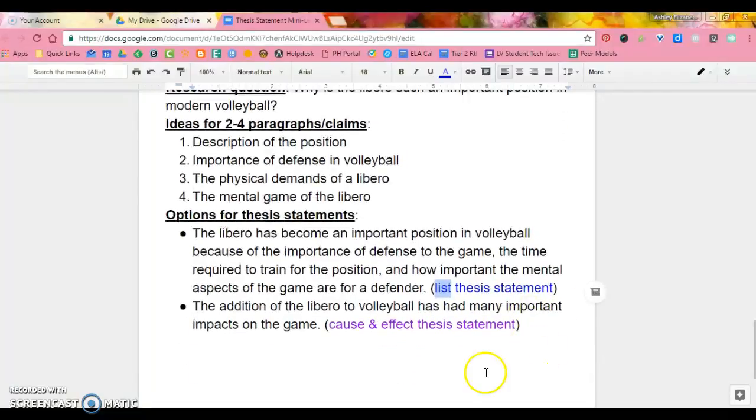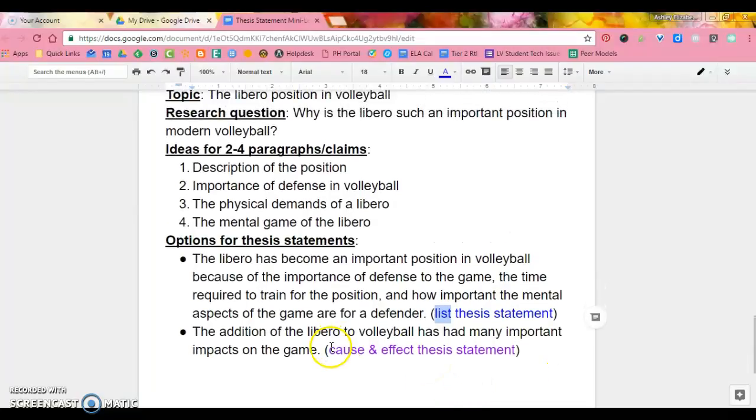The second one that I could take a look at would be a cause and effect thesis statement, because I'm trying to prove why the libero is such an important position. It makes sense to use a cause and effect relationship. Because we included the position of a libero, the effect on the game is blank. So it's a cause and effect thesis statement. My option for that one could be, the addition of the libero to volleyball has had many important impacts to the game.